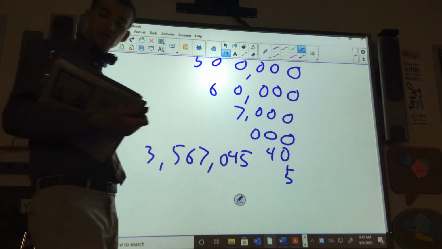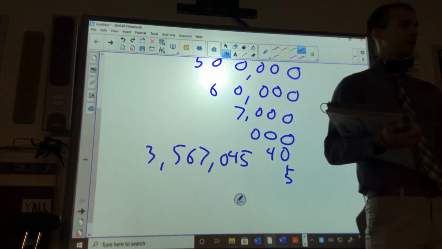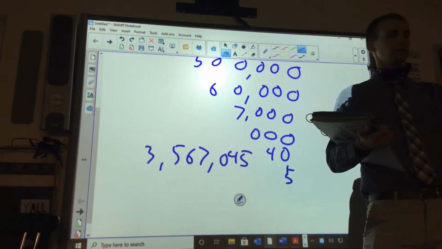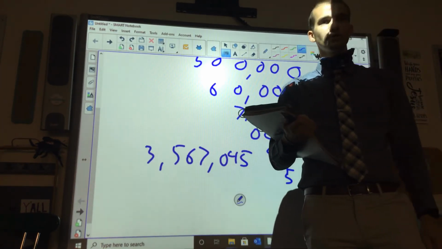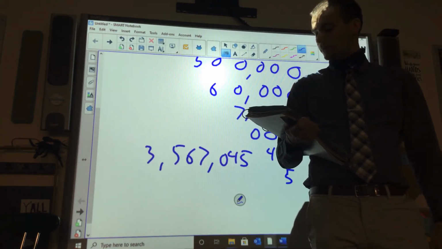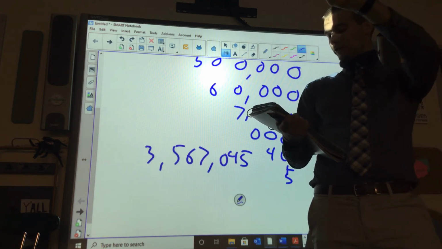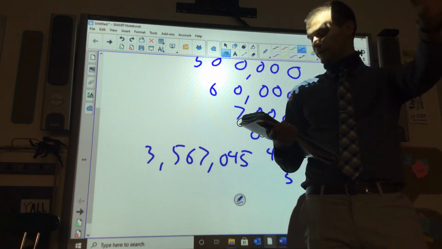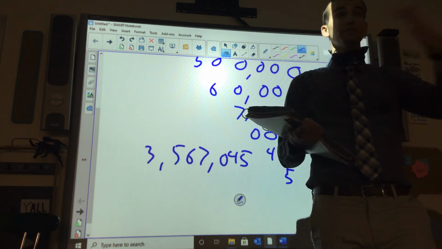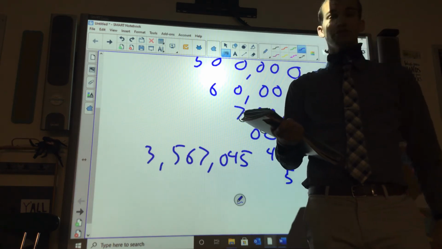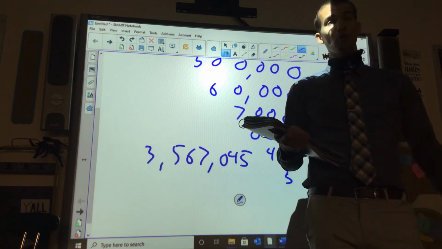It's also on the bottom of page 10. You should be looking in your book on page 10, otherwise it's going to be really hard to pay attention to what's going on. When it says word form, that says 3 million spelled out, 500,000 spelled out, 60,000 spelled out, 7,000 spelled out. It has nothing spelled out for the 0 hundreds, because there's nothing there.